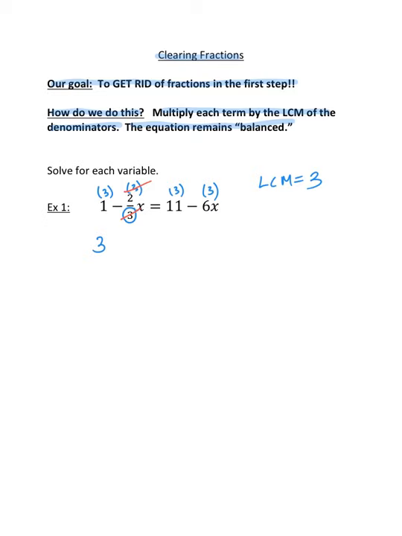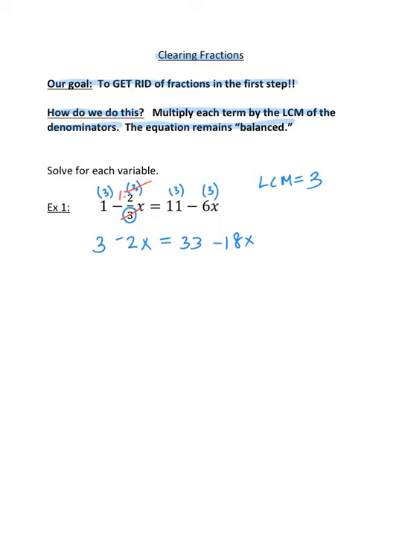3 divided by 3 is 1. And then that answer is going to get multiplied by what's still there. 1 times 2x is going to give me 2x. So I write minus 2x. I bring down my equal sign and I multiply the other terms. 3 times 11 is 33, and 3 times negative 6x is negative 18x.